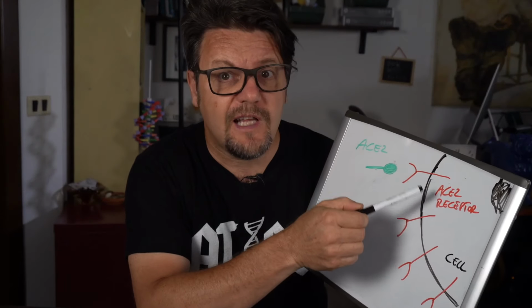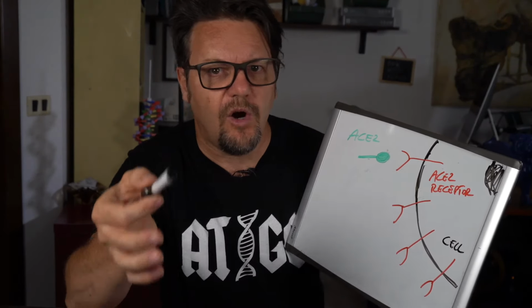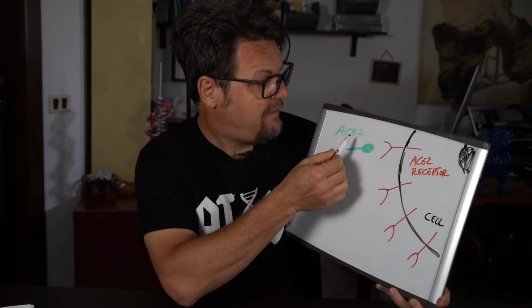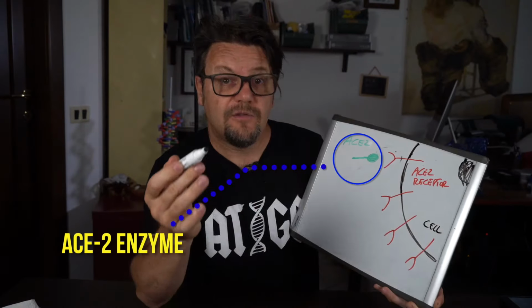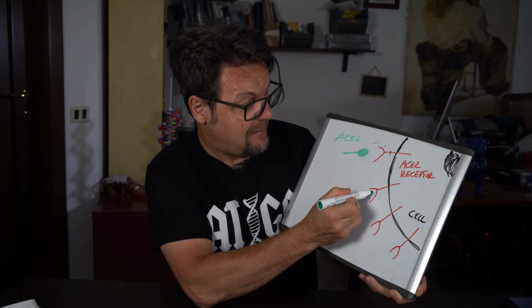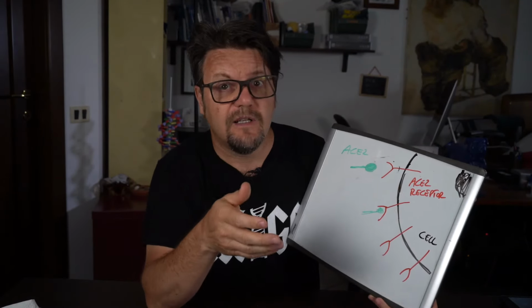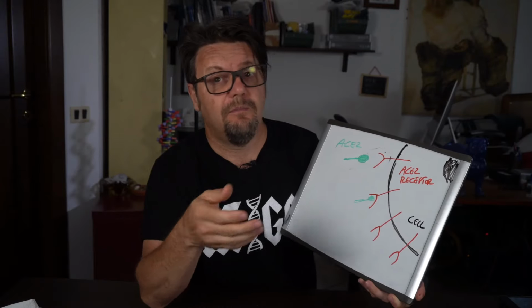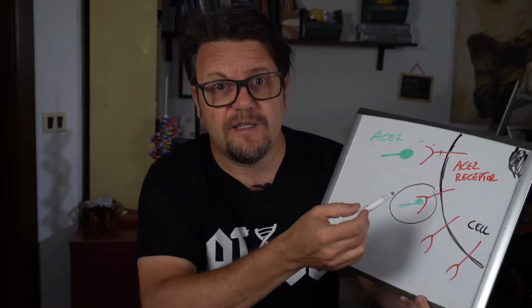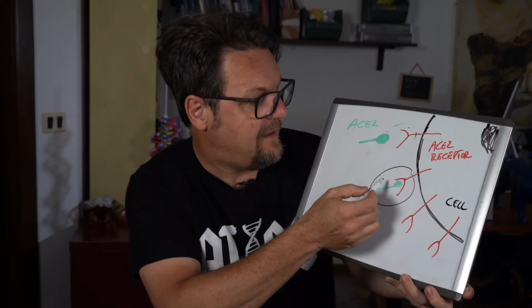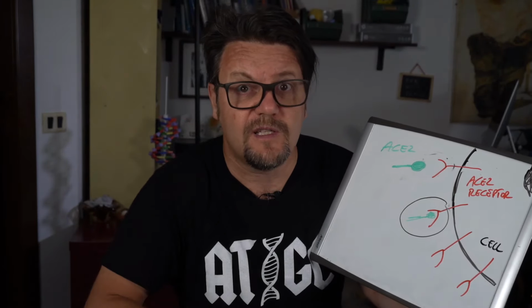The ACE2 receptor is not born as a lock for the virus. Its normal function is to recognize an enzyme called ACE2. And together, receptor and enzyme, they bind and regulate a lot of important things like the blood pressure, the heartbeat, and so on. So the receptor is like the USB port, and the enzyme is like the normal USB key.